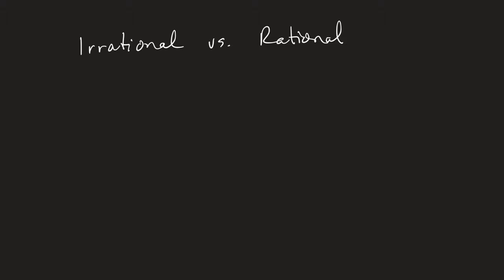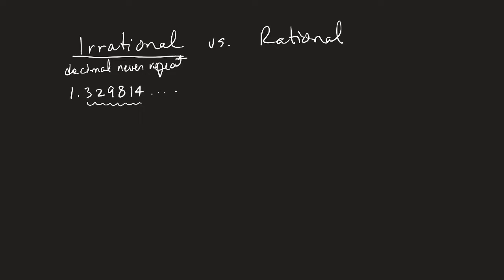Here's a quick video on just showing the difference between an irrational number and a rational number. By definition, an irrational number is one where the decimal numbers never repeat. So, for example, if I had 1.3298114, etc., you see that there's no pattern in there that's repeating. If there's no pattern that it's repeating, then we call it an irrational number.